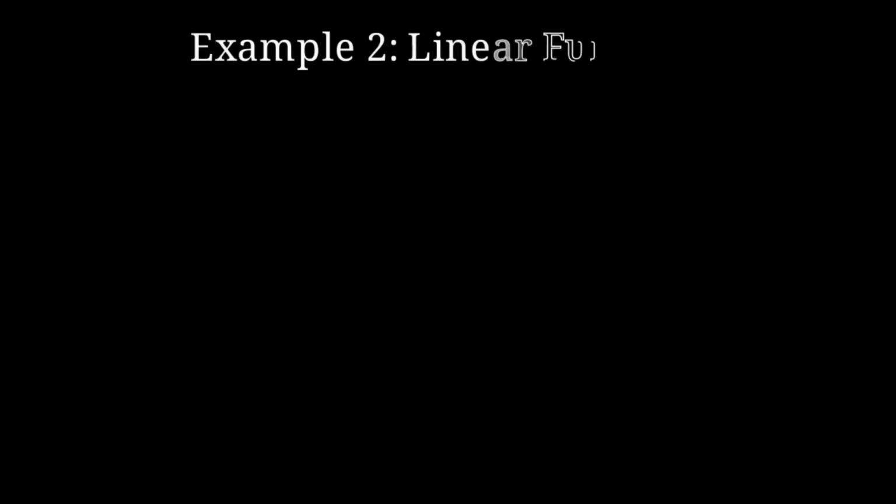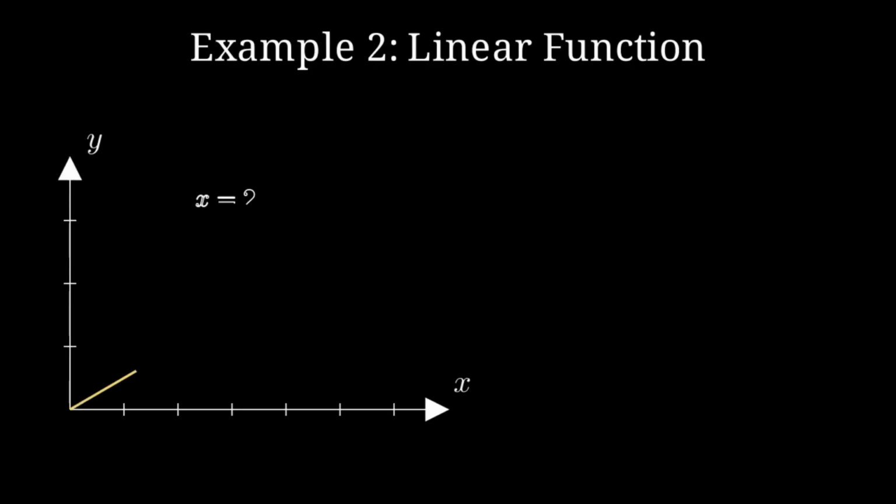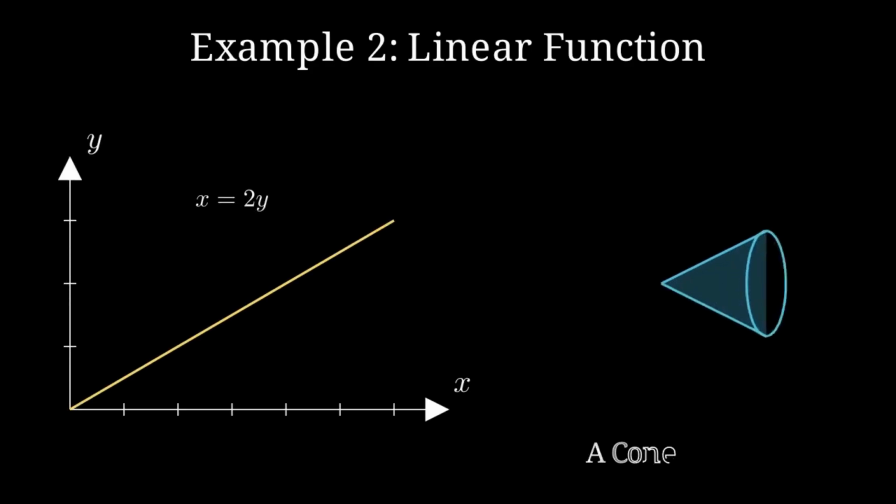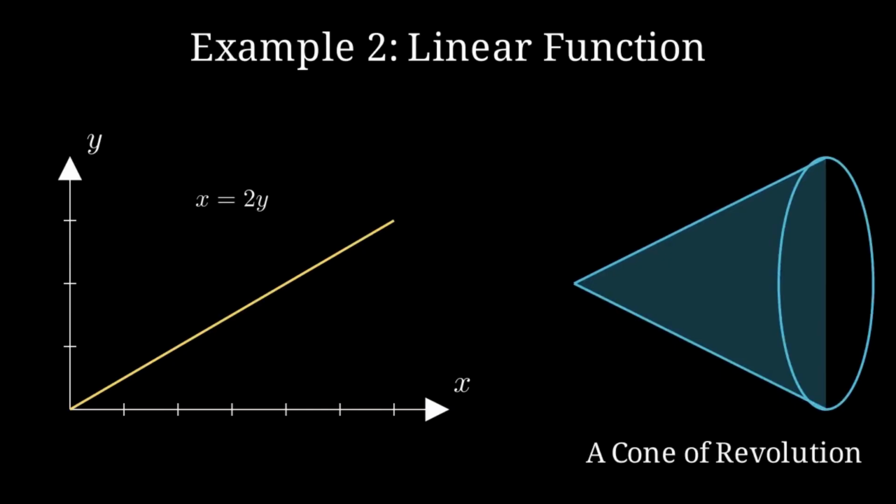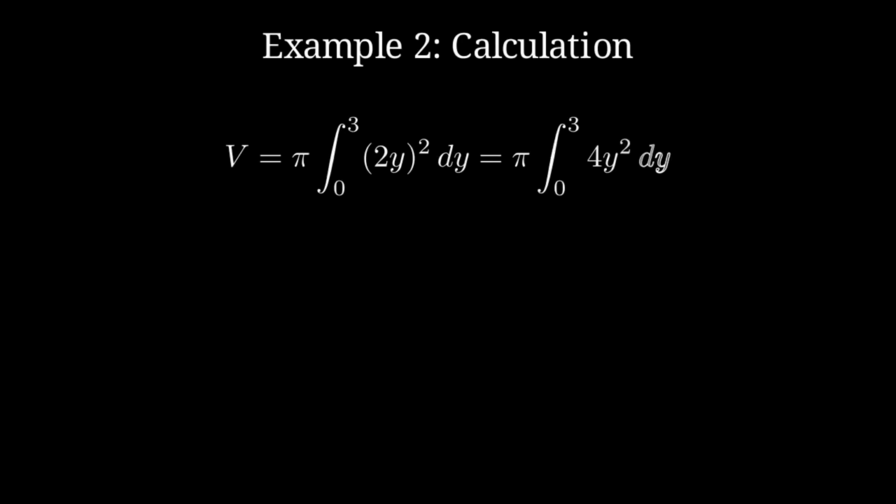For our second example, let's rotate the line x equals 2y around the y-axis from y equals 0 to y equals 3. This rotation creates a cone. Since the equation is already solved for x, we can move straight to setting up our integral. Squaring our radius, 2y, gives us 4y squared.